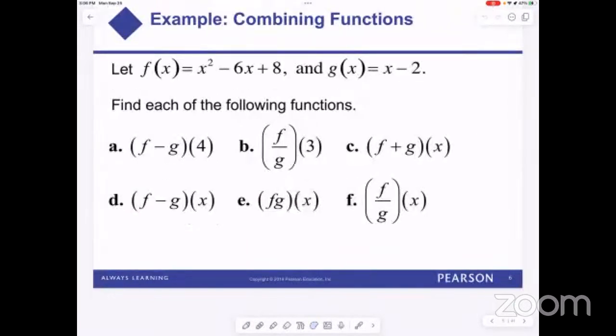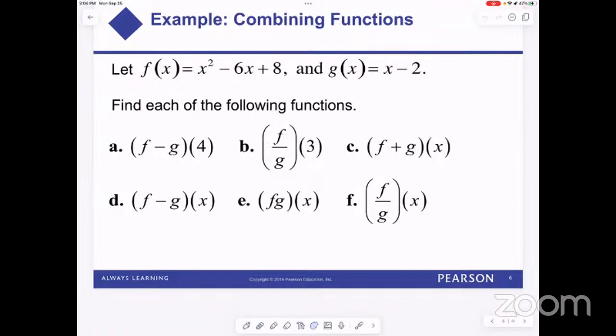Okay, so given this f and this g, find each of the following. F minus g of 4, f divided by g of 3, and so on, right? So for A, f minus g of 4, what that means is you just find f of 4, find g of 4, and then you subtract your answers, right?